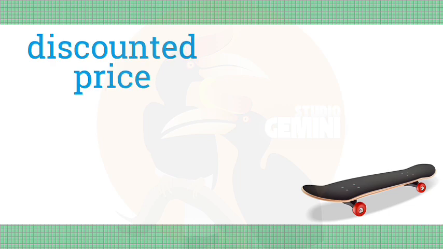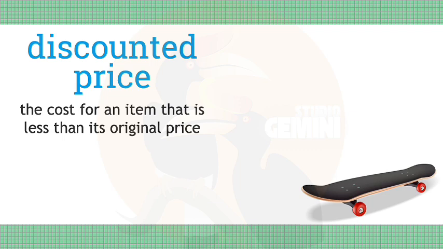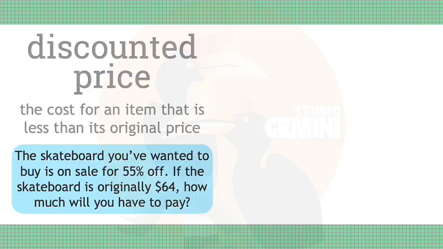Up next, we'll talk about how to find out the price of something when it's on sale. Remember the awesome new skateboard I mentioned earlier in this video? Since the skateboard is on sale, you're purchasing it at a discounted price, which means it costs less than its original price. Let's look at the specifics. The skateboard you've wanted to buy is on sale for 55% off. If the skateboard is originally $64, how much will you have to pay?